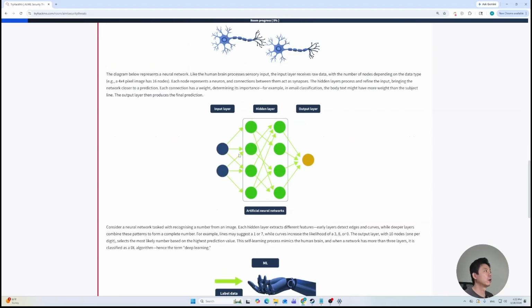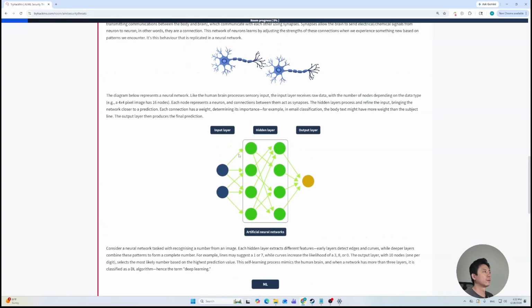The diagram below represents a neural network. Like the human brain processes sensory input, the input layer receives raw data, with the number of nodes depending on data type. Each node represents a neuron. A connection between them acts as a synapse. The hidden layers process and refine the input, bringing the network closer to a prediction. Each connection has a weight, determining its importance. For example, in email classification, the body text might have more weight than the subject line. The output layer then produces the final prediction.